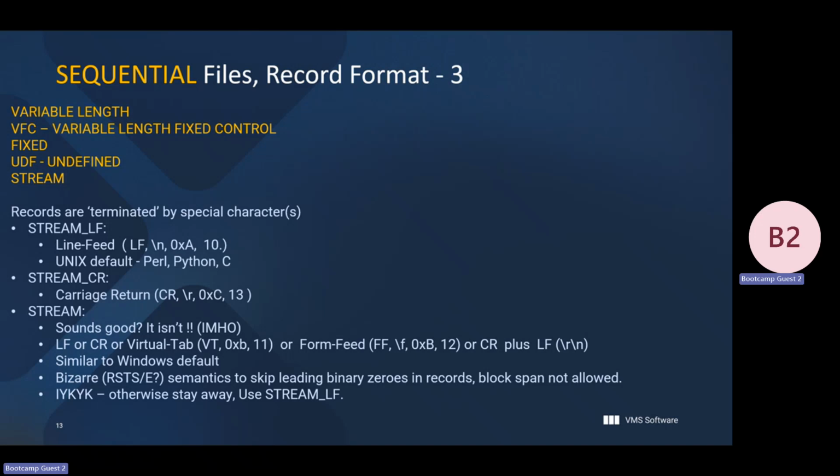There's some bizarre semantic, I think, to skip leading binary zeros in records. So for a record that starts with all zeros, those zeros don't get returned.